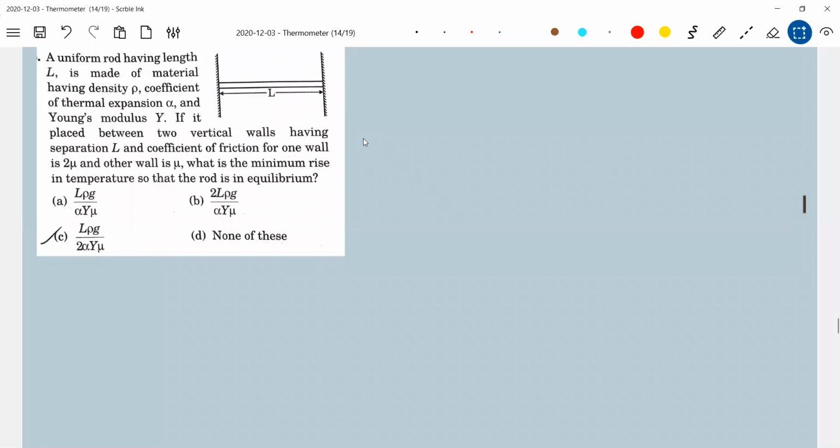Now, a rod is placed between two vertical walls having some separation. The coefficient of friction for one wall is 2 mu, and for the other it is mu. What is the minimum rise in temperature so that the rod is in equilibrium? The weight of the rod will act here. Here the given information is about the rod.